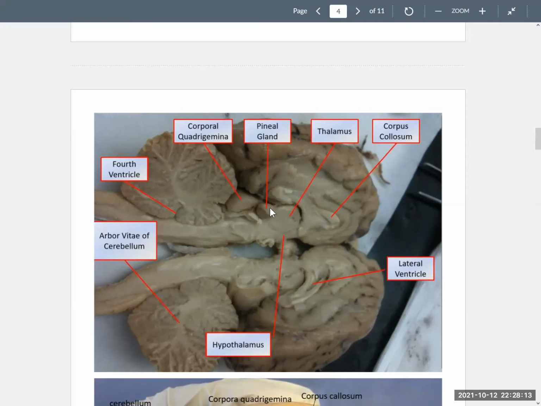Okay, back up to the pineal body. We're going to head towards the cerebellum, but there's something in the way, and it's this structure here. This is the corpora, not corporal. It's misspelled up there. Corpora quadrigemina.